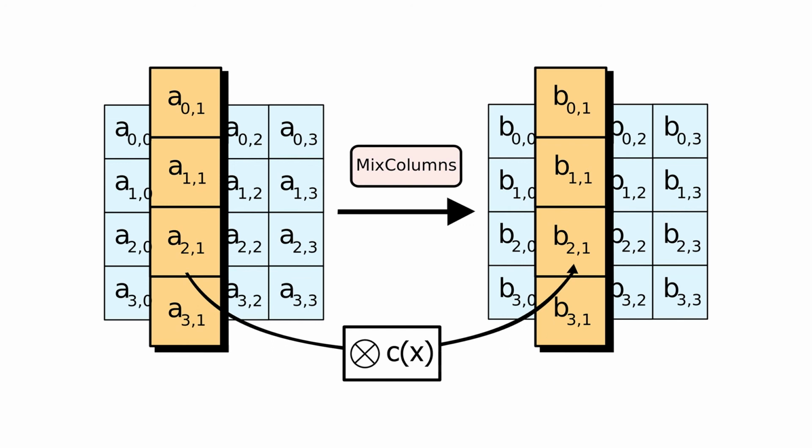The mixed column function takes 4 bytes as input and outputs 4 bytes, where each input byte affects all 4 output bytes. Together with shift rows, mixed columns provides diffusion in the cipher. During this operation, each column is transformed using a fixed matrix.